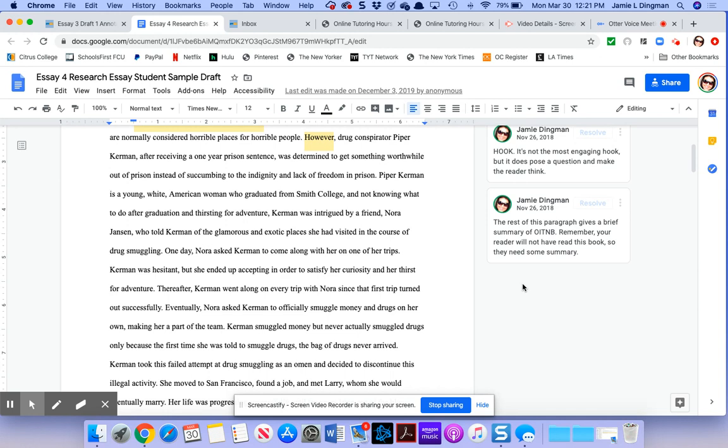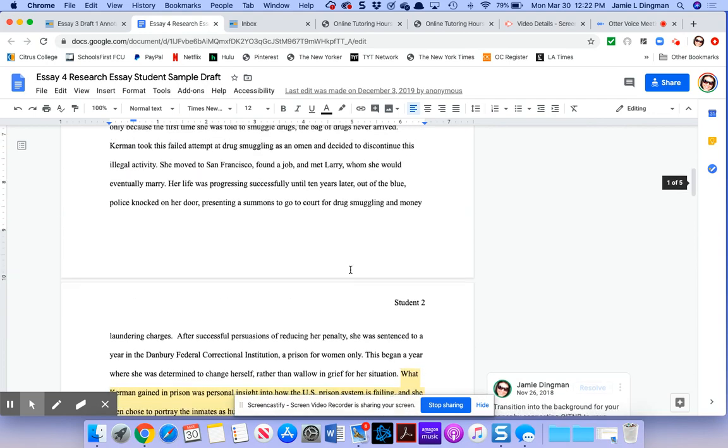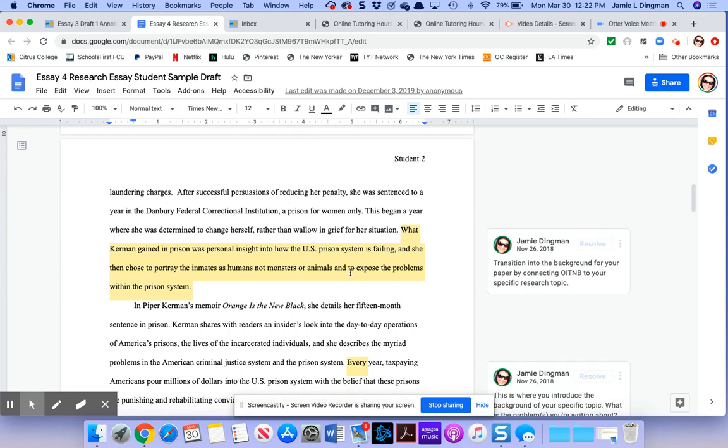And like I said, in the prompt, keep in mind that the reader has not read this book, so they need some summary. And this does a good job. Notice that it's the big pieces of the book, right? The overall plot, without getting into the nitty gritty, because your audience just needs to know the background, right? How you're getting into this topic of prisons.